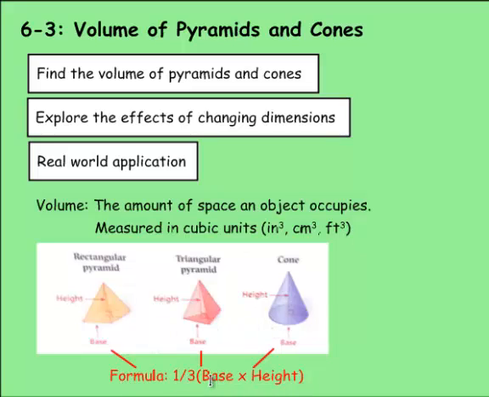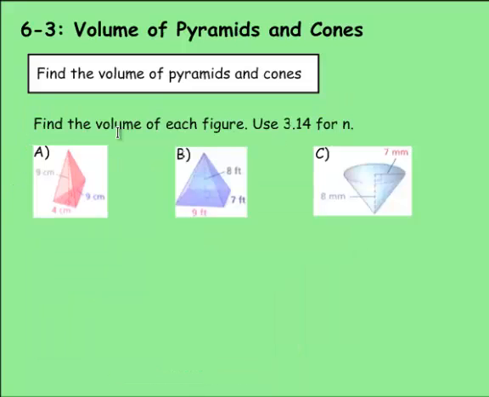You do base times height just like those prisms you did last time, but now we multiply that times 1/3, because pyramids don't occupy the same amount of space as prisms do because they all meet at one point here. Same thing with the cones. So that decreases the volume, and that's why we multiply that times 1/3. So let's find the volume of each figure here.